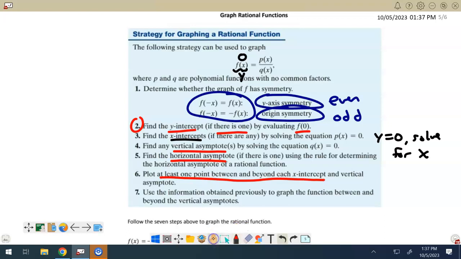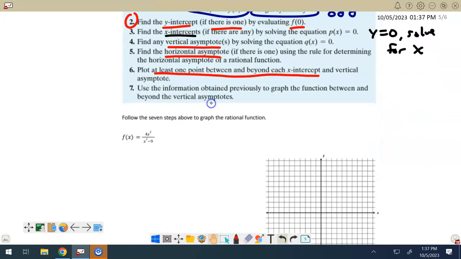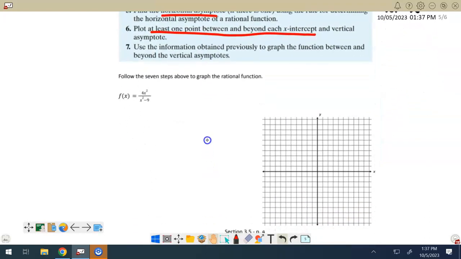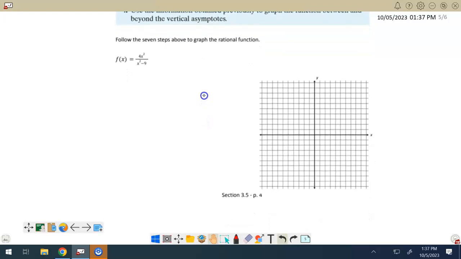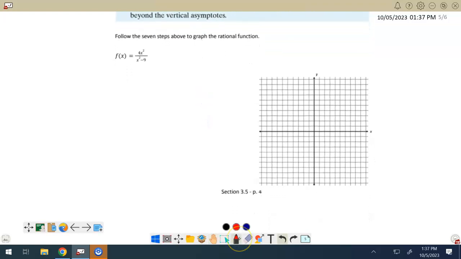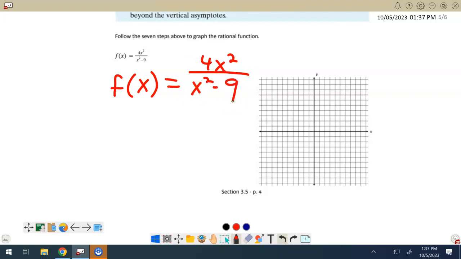Okay, so let's give that a try here, right? So follow the 7 steps above to graph the rational function. So I'll just put this all the way up to the top here. I'll write this out a little bigger so I can make sure you guys can see this when you're watching the video. All right, so we have this rational function here. So first it wants us to determine if there's any symmetry. Again, I really would like to skip this step, but just in case it's on the homework.